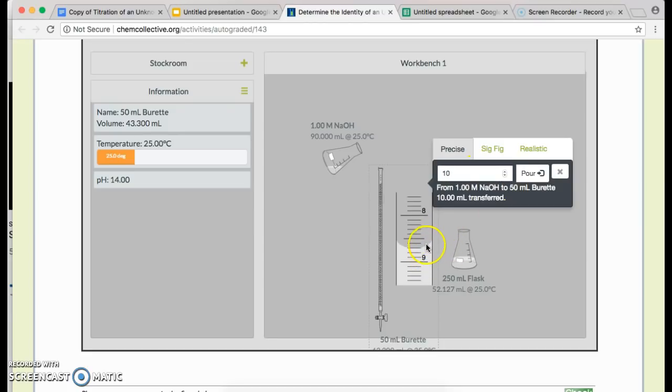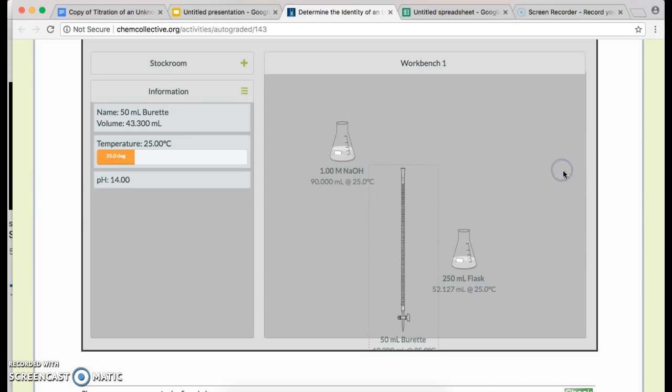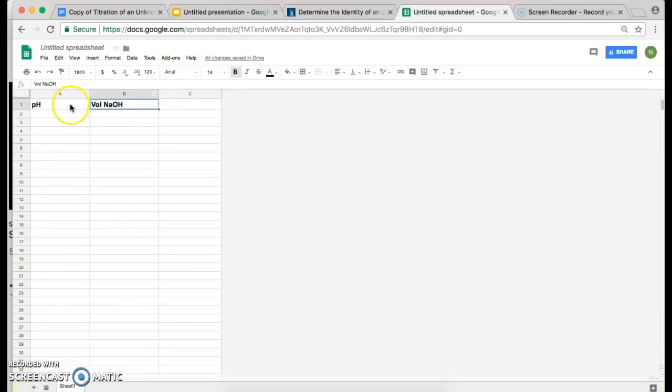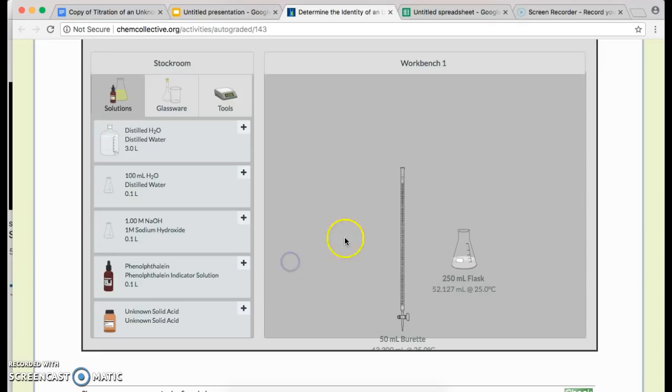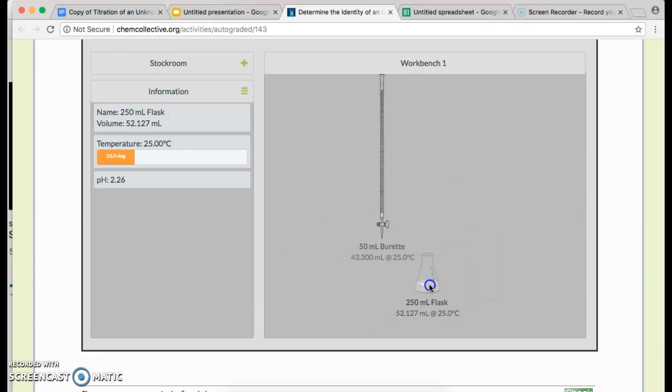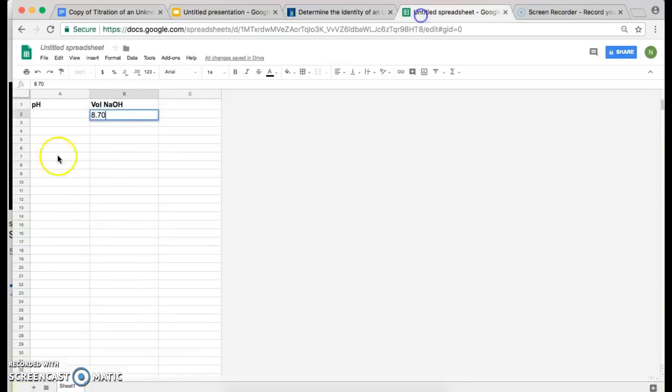All right, and so now my initial burette reading here is, this is 8.5, so that's 8.6. This is 8.7. So I'm going to say it's around 8.70. Okay, I'm going to close that. And that's going to go in my spreadsheet here, 8.70. All right, going back to the workbench, I'm going to remove the sodium hydroxide because I don't need that anymore. And I'm also going to record the initial pH. 2.26 is what the pH is, so I'm going to record that here.